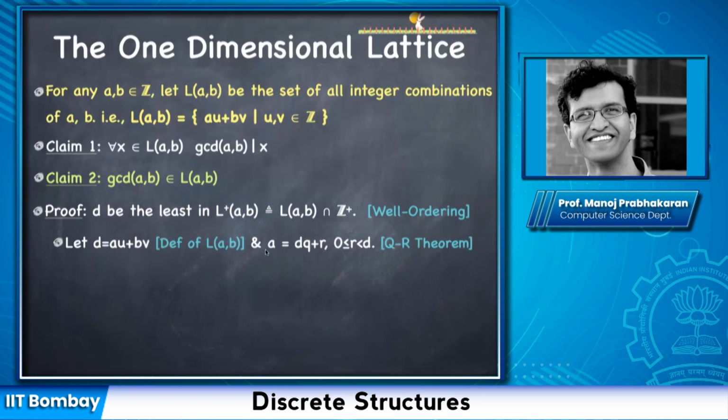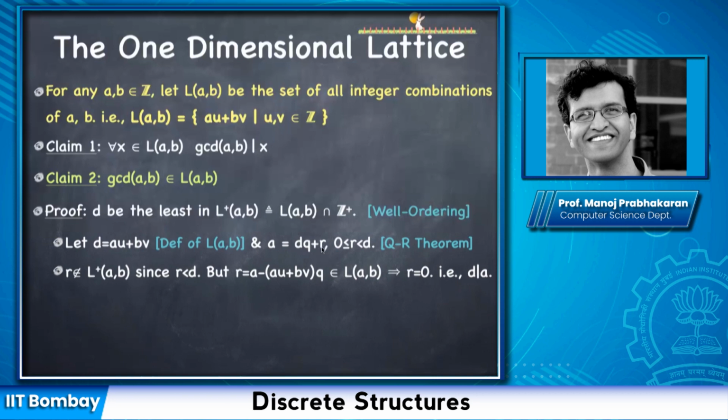Also, I'm going to look at the remainder. This is kind of what the GCD computation was also doing, right? So I'm going to look at the remainder of A with respect to D, and let that remainder be R. D, remember, is a positive integer, not equal to 0, which allows me to invoke the quotient remainder theorem and write A as DQ plus R, where R is non-negative and strictly less than D.